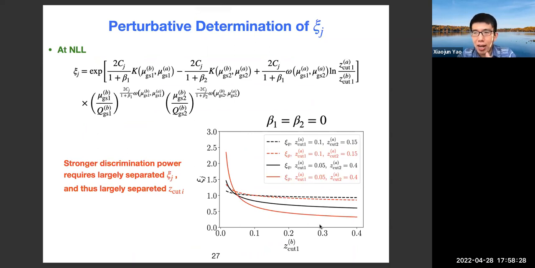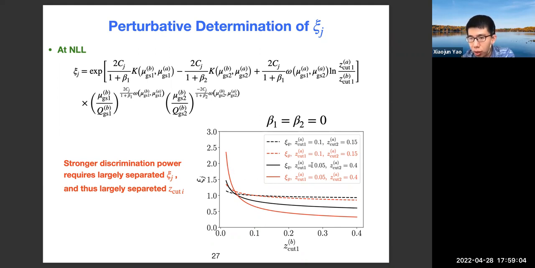And now let us look at the perturbative construction of these linear combination coefficients. At next-to-leading log, using the RG equations, we can obtain an expression of this CG. And first, these CG parameters are mu independent. Like if we have a set of collinear draw parameters, we can calculate it accurately. And here I show you two examples of these CG and CQ parameters. So basically we choose beta 1 equals beta 2 equals 0. And we have two different sets of z-cut parameters like 0.1, 0.15, or 0.05 and 0.4.